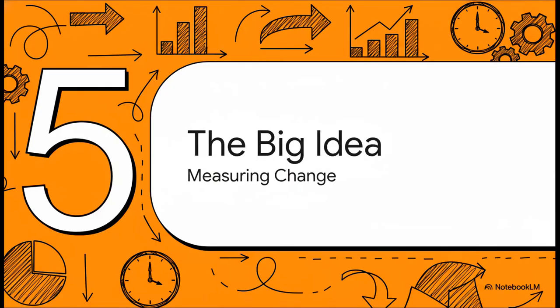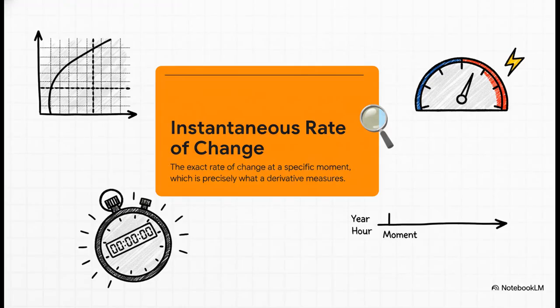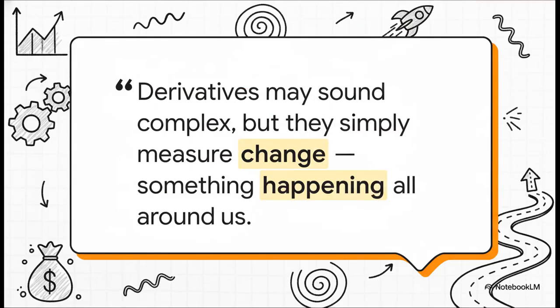So, after all of these examples, what's the one big idea you should walk away with? It all boils down to a really powerful concept: measuring change. The derivative is the instantaneous rate of change. It's the language of math we use to describe the exact rate something is happening, not over a year or an hour, but at a specific single moment in time. And this really sums it all up perfectly. As the quote says, derivatives may sound complex, but at their core, they simply measure change, something that's happening all around us. Behind the fancy name and the symbols, that's all it is. It's a tool for measuring a fundamental process that governs everything from our motion to our economy.